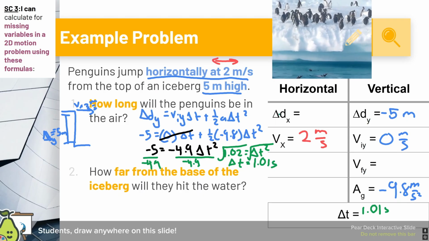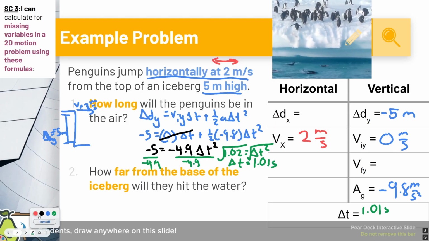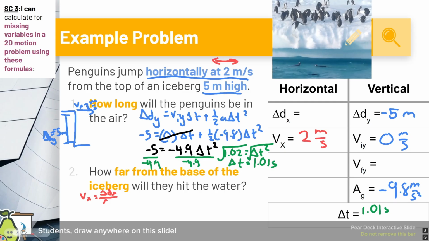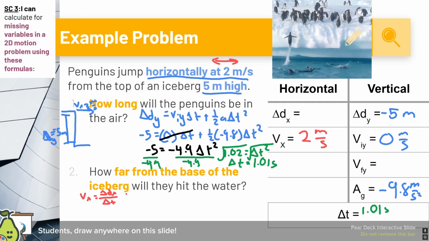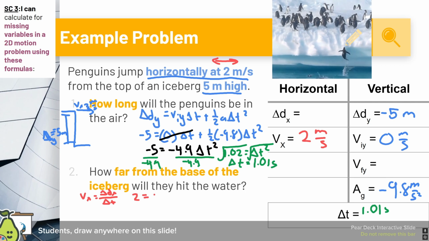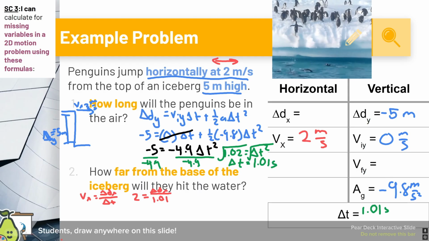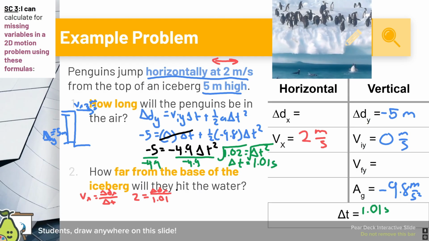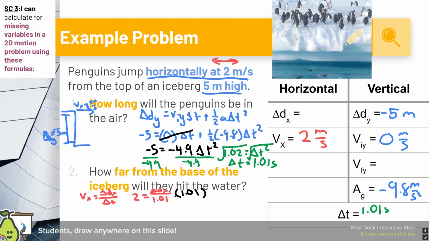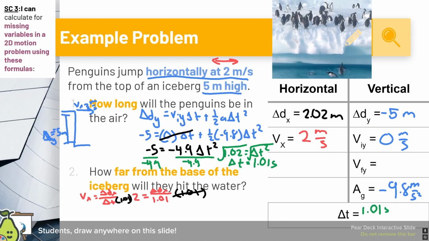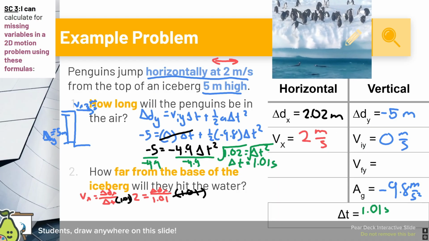From here, we are solving for dx. So we're going to do the same thing we did before. We got vx equals dx over t. Because we have the time and we have the velocity, we're going to plug those in. To cancel things out, because dx is being divided by time, we have to multiply by time. That becomes 2.02 meters. That's it. I'm going to go ahead and leave it at that.